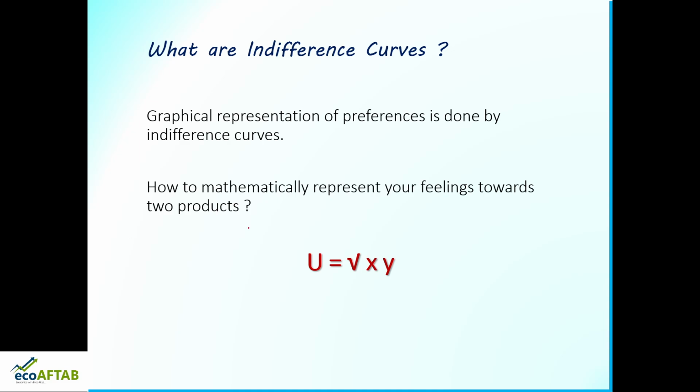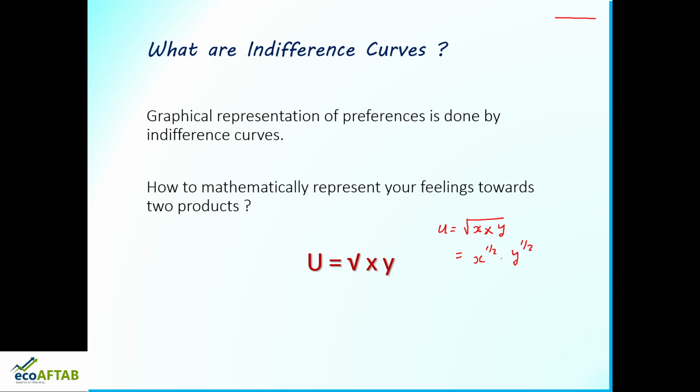Here I would like you to visit my Cobb-Douglas production function video in the series. You can see it here in the I tab. So what is this telling us? It is telling us that utility for a commodity is a function of square root of x into y, or else you can say it is a function of x raised to half into y raised to half.